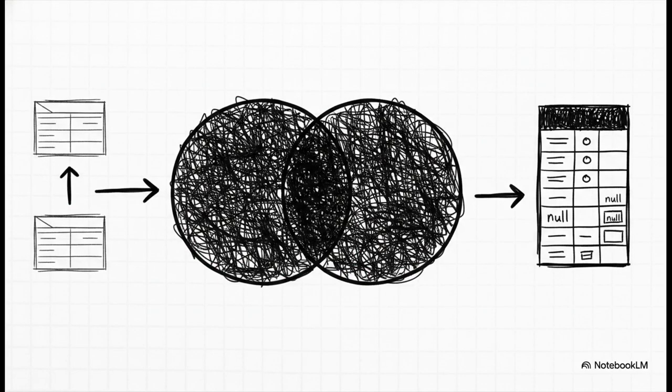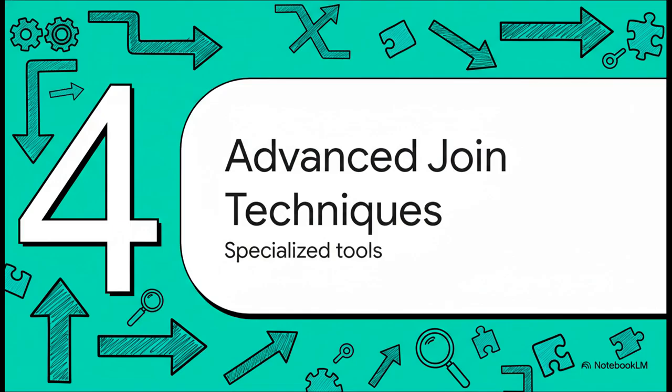And just to round things out, there's also a full outer join. Think of this as the show me absolutely everything option. It's basically a left and a right join smashed together. You'll see everybody, employees with no department, departments with no employees, with nulls just filling in all the gaps on both sides. All right, so we've got the big ones down.